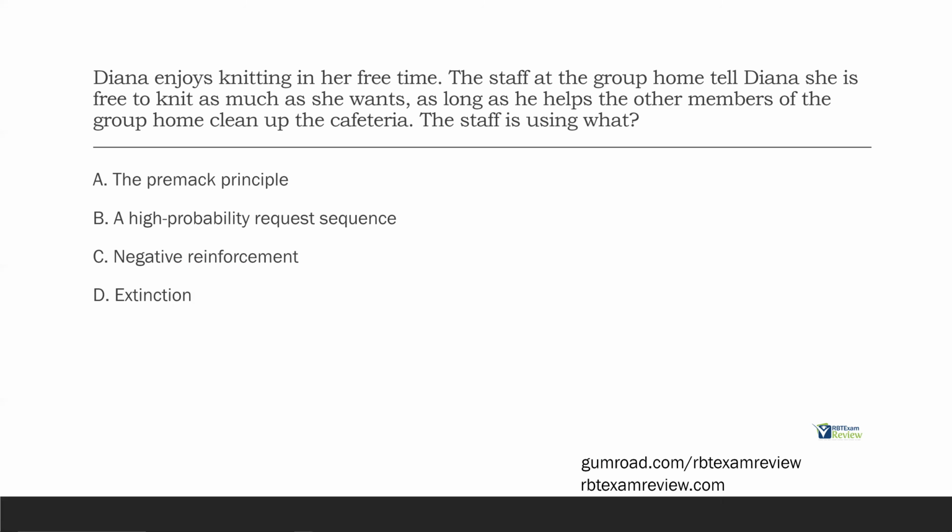Let's look at the rest of our answer choices. Why are they wrong? B, a high probability request sequence. Remember, a high P sequence, we are giving a lot of easy tasks first into a more difficult task, right? It's not happening here, okay? If anything, the harder task is coming first, right? Cleaning up. Negative reinforcement. Diana is earning the right to knit. Okay, we're not removing anything as a consequence. And then extinction, we're not withholding reinforcement for a behavior. Okay, extinction is very wrong. The best answer here is going to be A, the Premack principle.